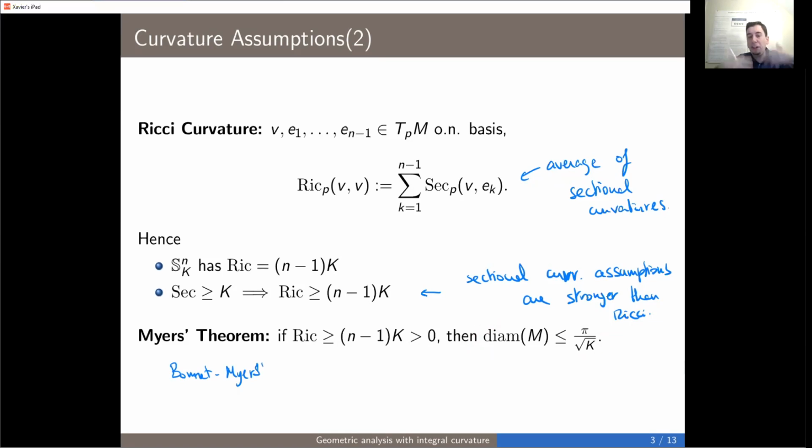Okay, it's just a generalization to the Ricci curvature, which includes a larger class of manifolds, so it's a better theorem.